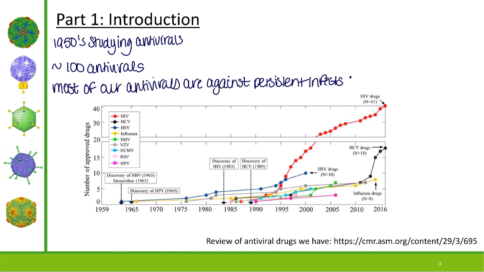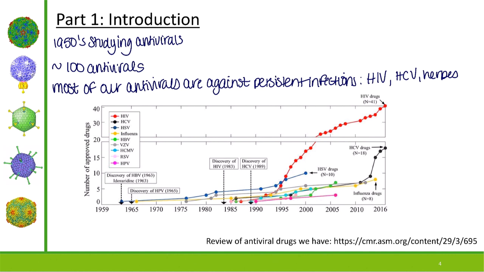So if we take a look at the chart that we have here, on the x-axis we have time, and on the y-axis we have the number of approved drugs. And these antivirals are split into the virus that they are used against. For our persistent infections, the majority of the drugs are against HIV. So HIV is this red line here. We've got about 40 drugs against HIV, and then other persistent infections are hepatitis C virus and herpes viruses.